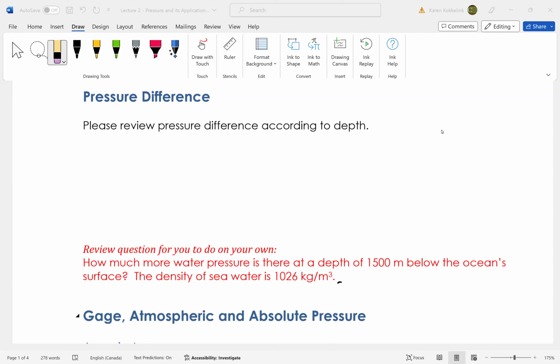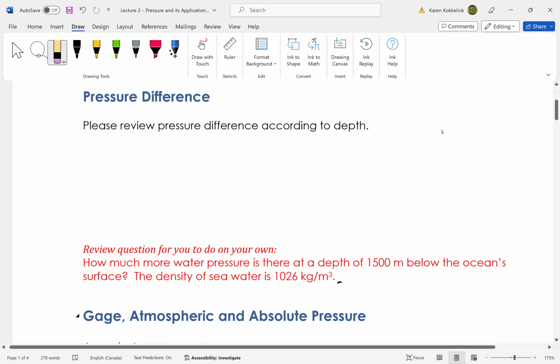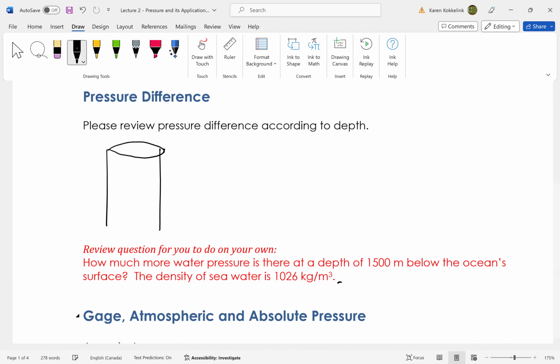So let's review what happens if we have a container of a fluid. Let's show a container of a fluid, and it is full of a fluid. Let's say this whole volume is full of a fluid. So let's say it looks like this, a barrel, and let's review the difference in pressure in this barrel according to the depth. All right.